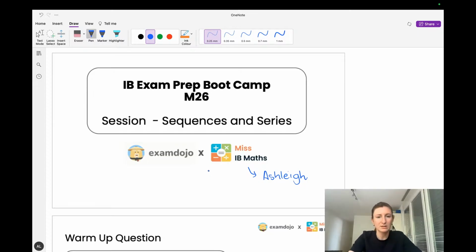We'll be starting with a warm-up question, going through some of the theory for sequences and series, and then looking at some exam past paper questions and tips and tricks, and then going through the mark schemes, showing you what's going on in the mark schemes, what to look out for, and what to make sure that you do and that you write.